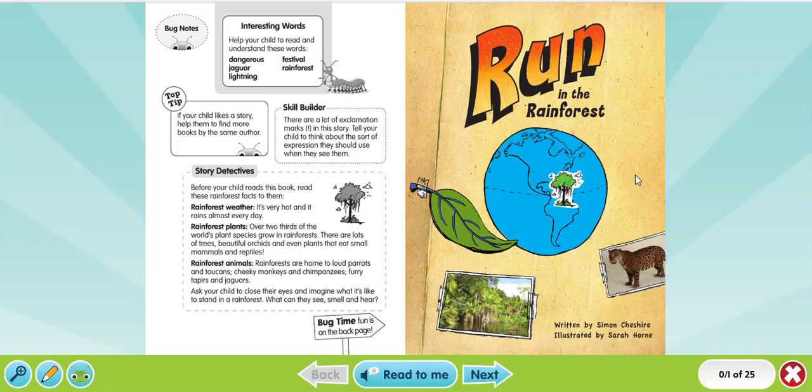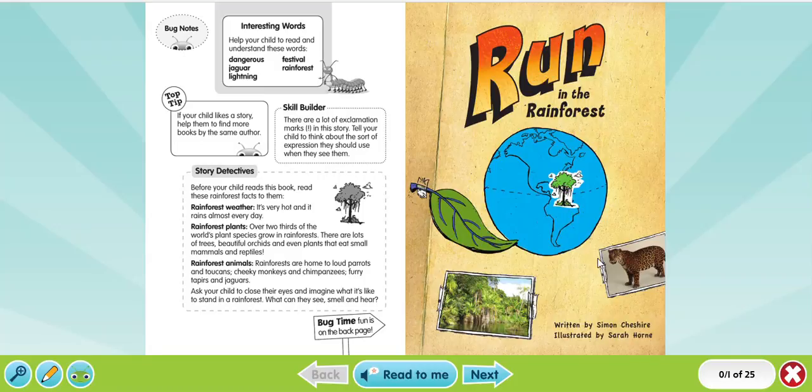Okay, now we will look at this page of the book. Here we can see a picture of a globe. Very good. What is the shape of a globe? The shape is like a circle, isn't it? Great, okay. So here it shows us where exactly the rainforest is. Now, if you look, you will see we have a picture of trees. So this means it's a rainforest.